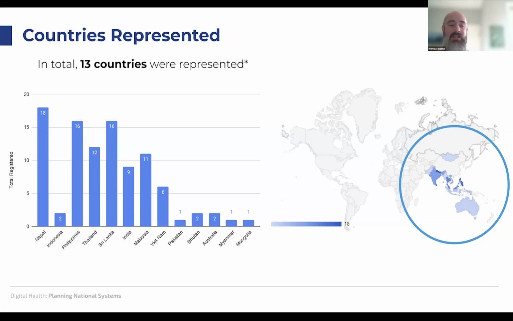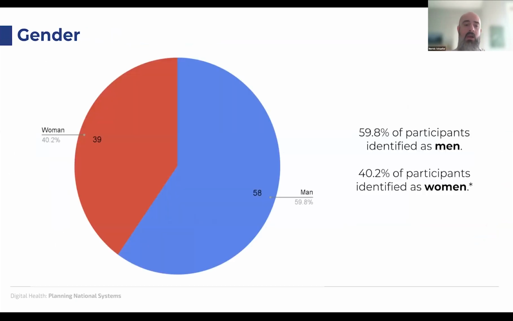But so many participants from Sri Lanka, Malaysia, and then sort of a smattering from other countries, all able to work together. 58% of the participants were men, and 40% were women. So we're getting closer to parity here for gender.